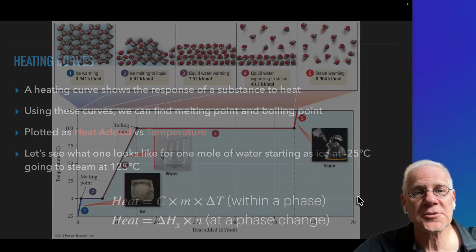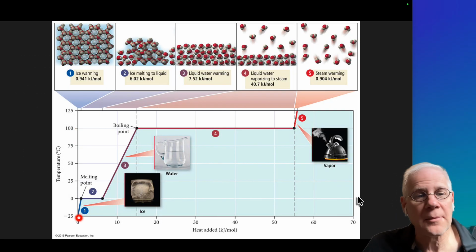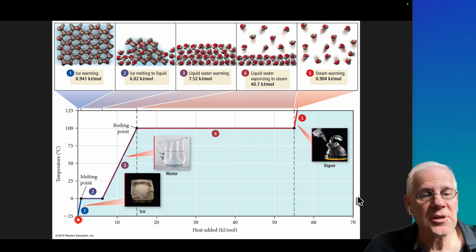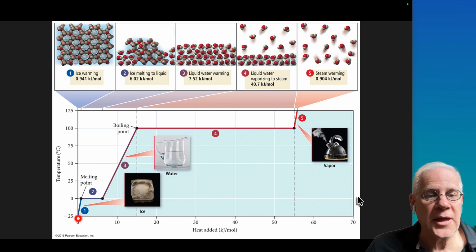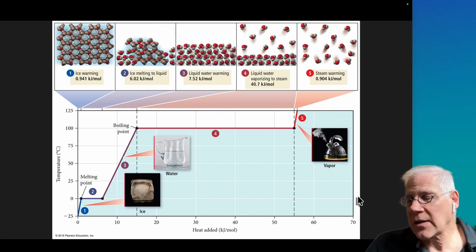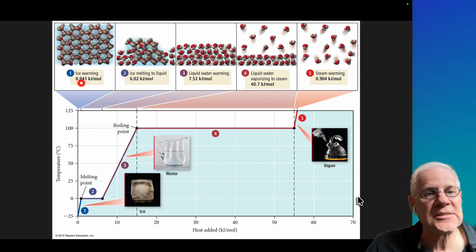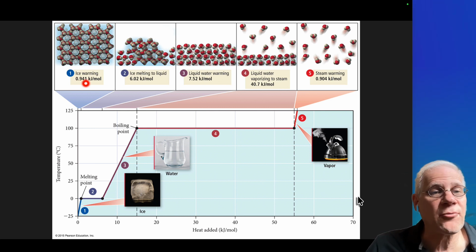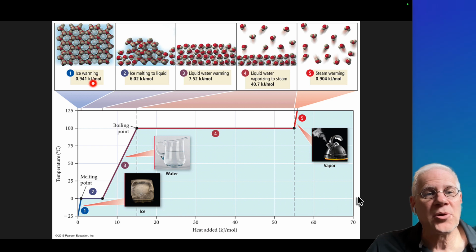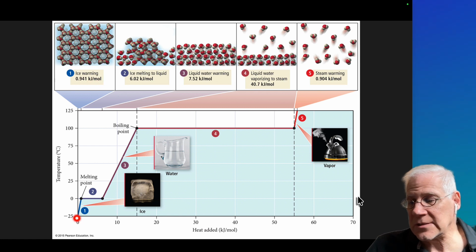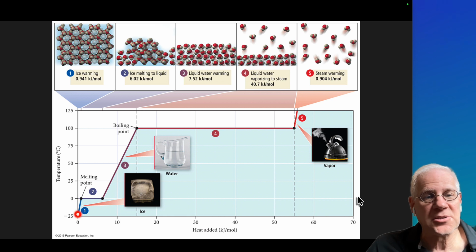All right, let's see how this works. Here we've got our water ice sample initially at minus 25 Celsius. We haven't added any heat. So we're going to add heat until it reaches the melting point, up to 0. Okay, and if we do that calculation, m C delta T, we would get 941 joules that we put in there. And since it's 1 mole, that would be 0.941 kilojoules for those 18 grams, per 1 mole.